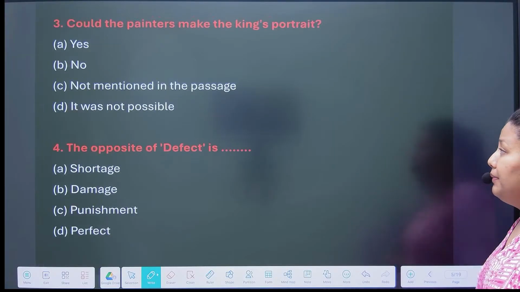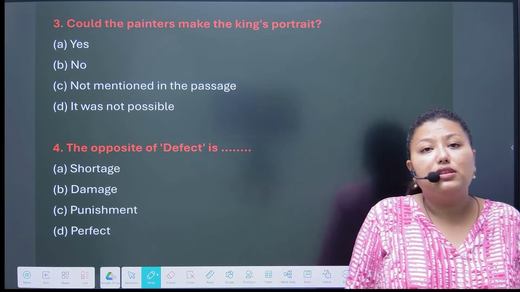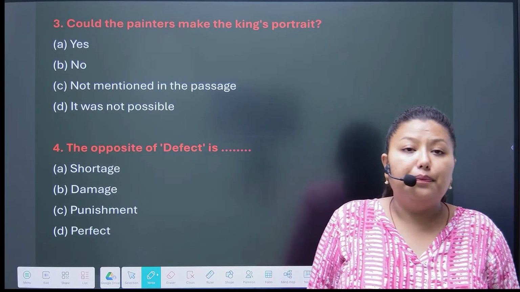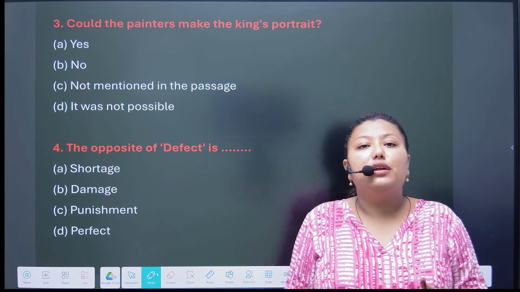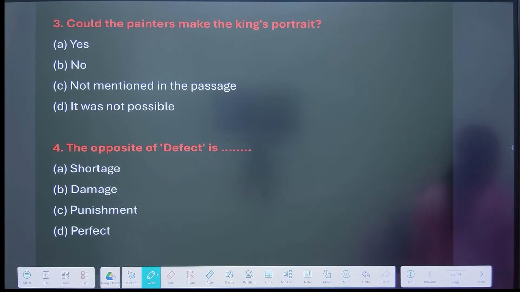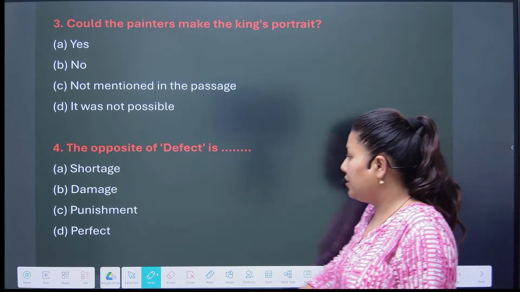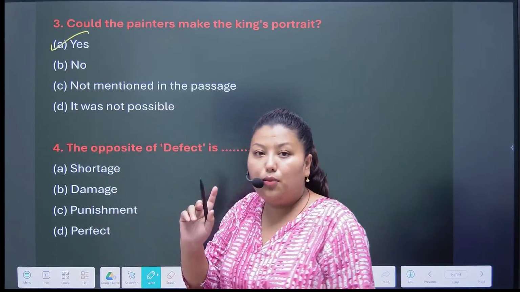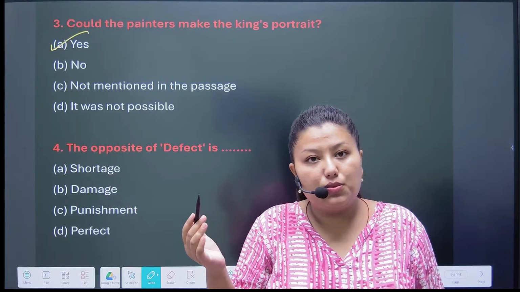Next, question number 3. Could the painters make the king's portrait? Options are yes, no, not mentioned in the passage, it was not impossible. So what is the correct answer for this question? The correct answer is option number A. Yes, because there is one painter who painted the king's portrait, right?